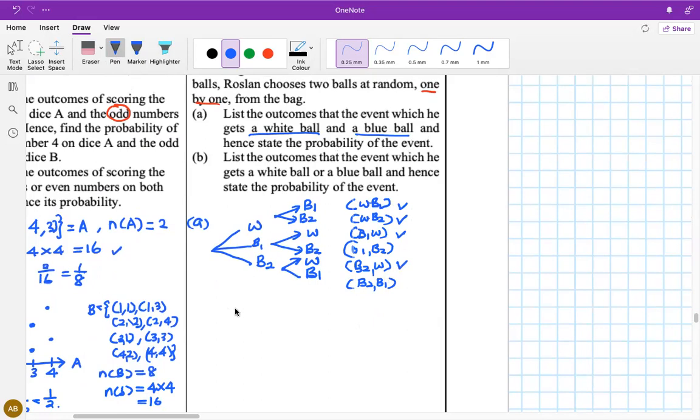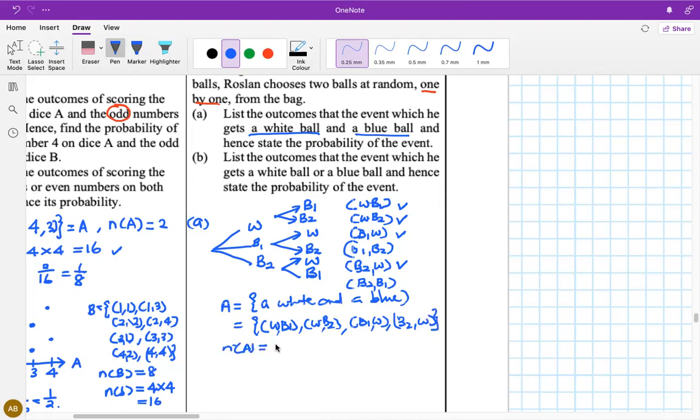Okay, and set the right. So let's say A is a white and a blue. Okay, so therefore we have white B1, white B2, and then B1 white, B2 white. So the total of A is 4. Then the total of the sample space, you can see here 1, 2, 3, 4, 5, 6. So the probability of A is 4 over 6. Therefore it is 2 over 3. Okay, so this is A.